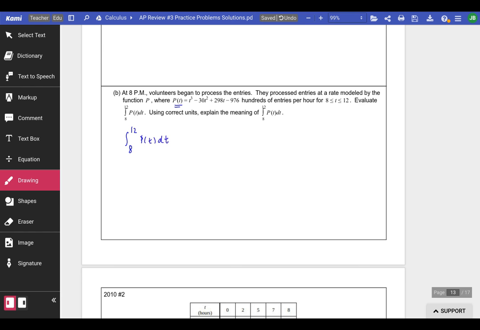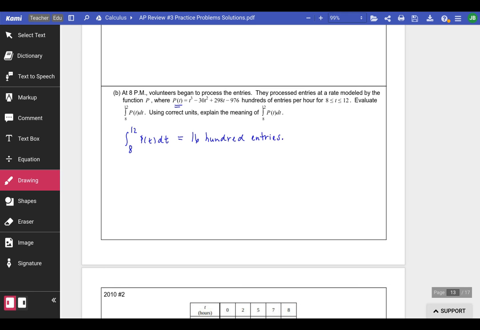Here, this just becomes a calculator question. You have a calculator in this year's exam, so we don't need to find the antiderivative by hand. Unfortunately, I don't know how to put a calculator on the screen here, so I'm going to do this in my calculator. I would recommend that you do the same and make sure you get the same answer as I do. When I put that in, I get 16, and the units would be 1,600 entries.